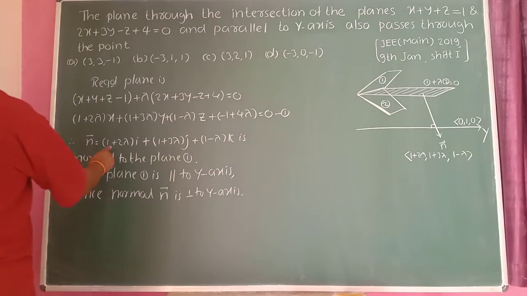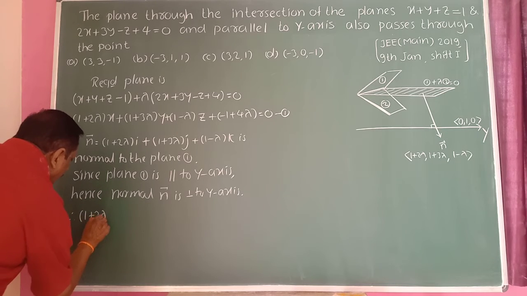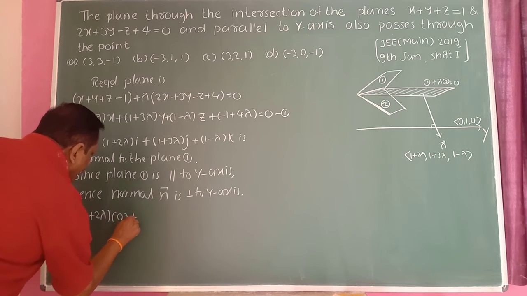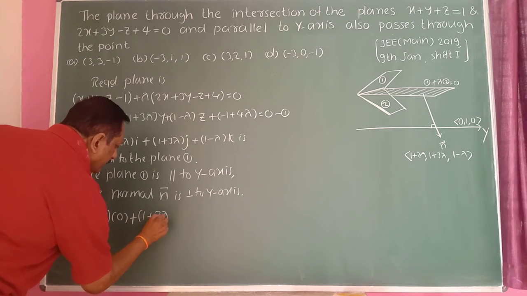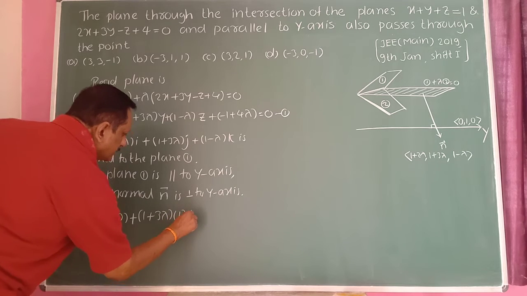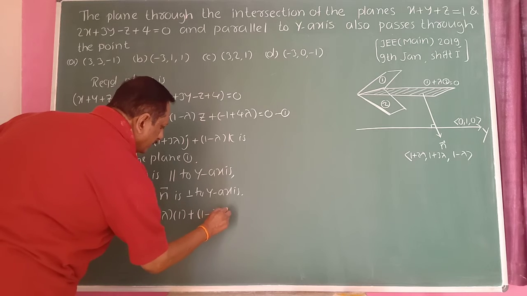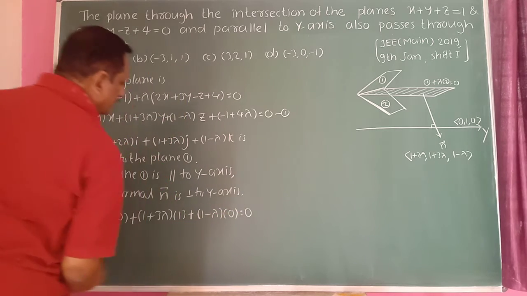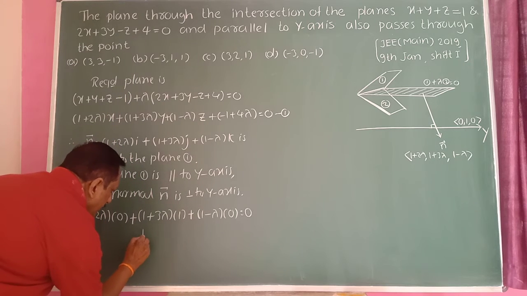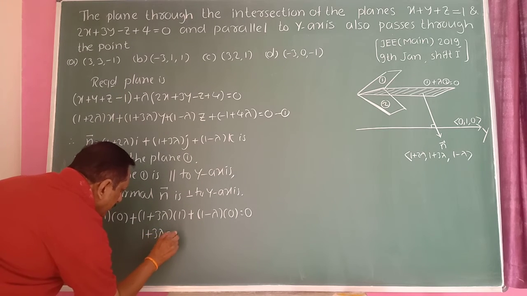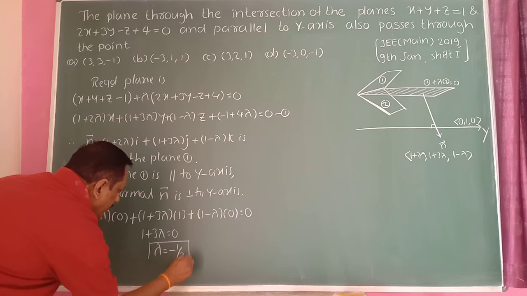Therefore 1 plus 2 lambda into 0 plus 1 plus 3 lambda into 1 plus 1 minus lambda into 0 is equal to 0. This term becomes 0, this term becomes 0, remaining only this one: 1 plus 3 lambda is equal to 0. Hence lambda is equal to minus 1 upon 3.